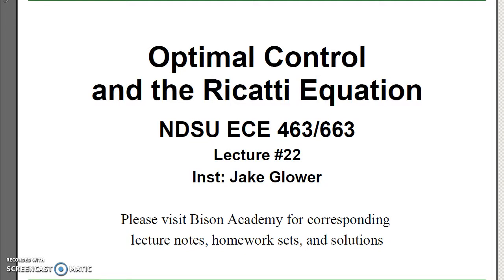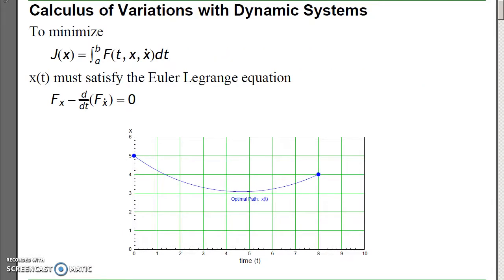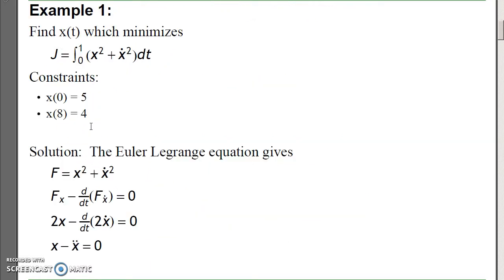In today's lecture, we're going to be covering optimal control and the algebraic Riccati equation. Now, as a reminder, what we covered in our last lecture was calculus of variations. With calculus of variations, if I have a cost function, I can find the path that minimizes that cost function. Any function that minimizes a functional has to satisfy the algebraic Riccati equation. Today, what I'd like to look at is how does that apply when you have a dynamic system?